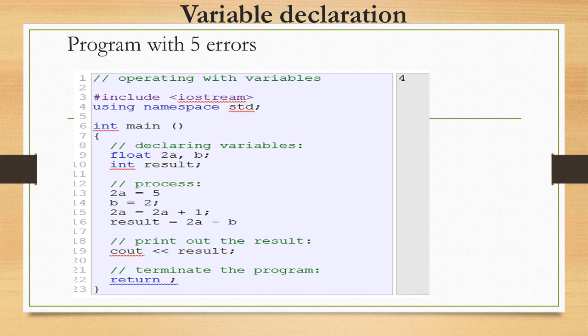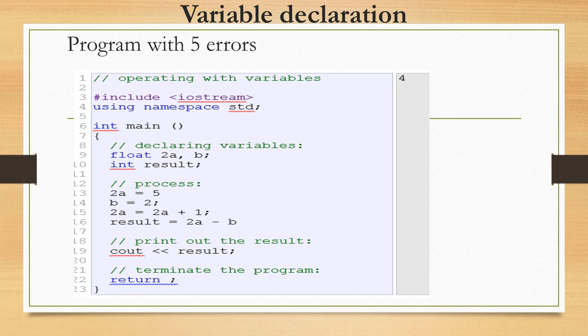Alright, let's look at this simple program now. Let us look at the program carefully and see how many errors we can find in it. The first line, operating with variables, is a comment, then hash include iostream, using namespace std as usual, int main, begin declaring variables. You look at it, float. Float is a valid data type, of course.